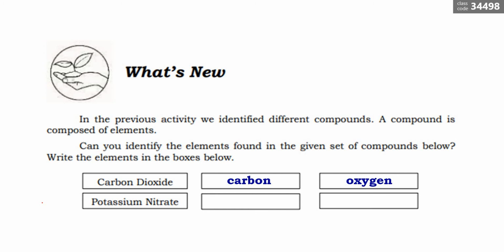Potassium nitrate composed of elements potassium. Very good. Next is nitrogen, and we missed oxygen. So potassium, nitrogen, and oxygen being combined chemically, we can have the product called potassium nitrate. Ito yung ginagamit, guys, sa mga pampaputok. Okay? So let's move on.